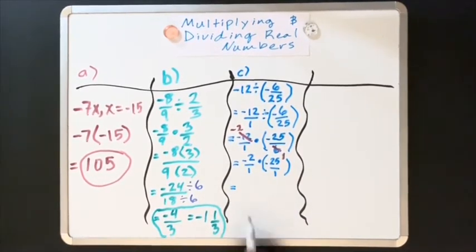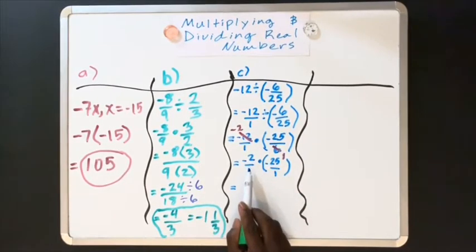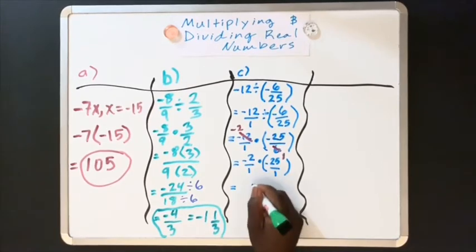All right, so let's multiply fractions, numerator times numerator over denominator times denominator. So negative times a negative is a positive. We know our answer is going to be positive. So 2 times 25 is 50.